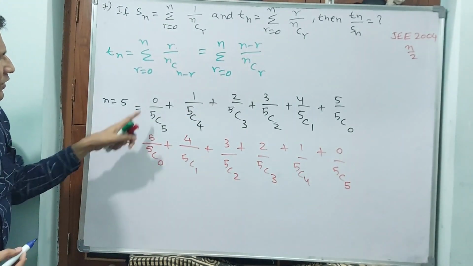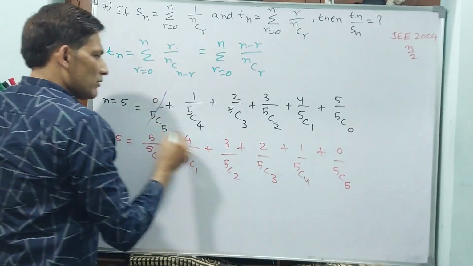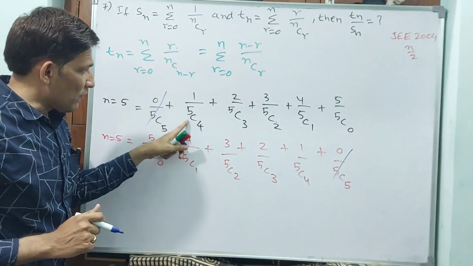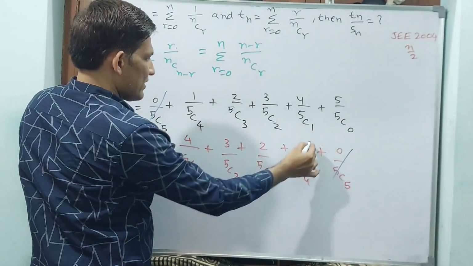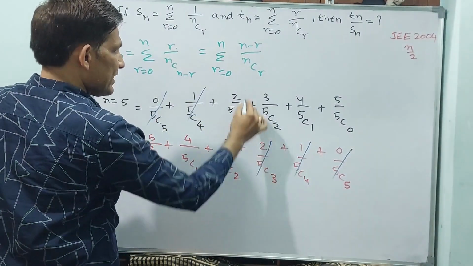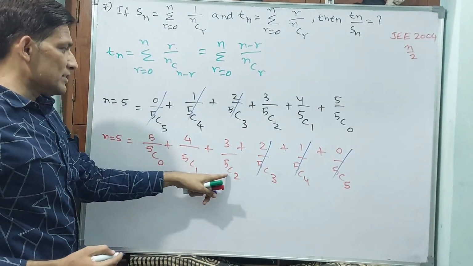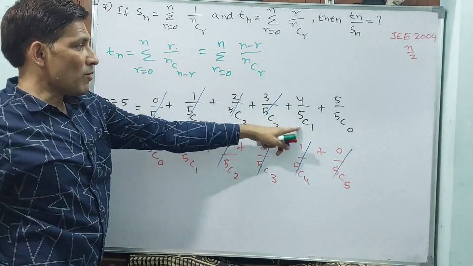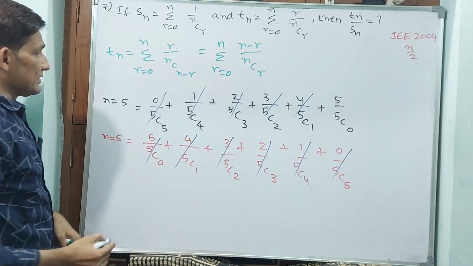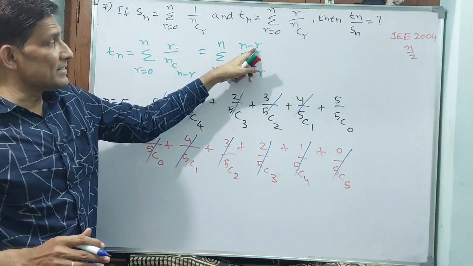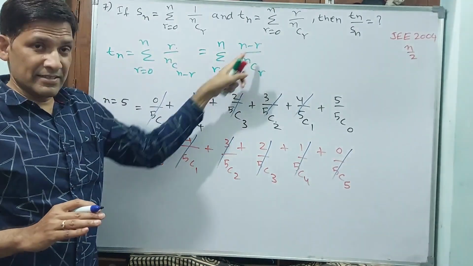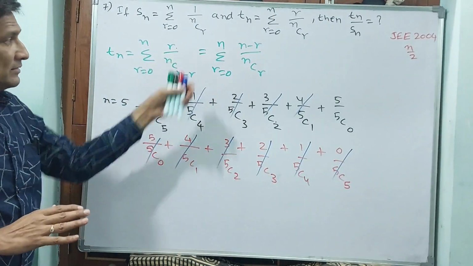Yes. Why? Because see, 0 by something, both are cancelled, same. Okay, that is one thing. Another one, you see, 1 by 5C4 is there here, 1 by 5C4 is there, cancel. 2 by 5C3 is there, 2 by 5C3 is there, cancel. 3 by 5C2, 3 by 5C2, cancel. 4 by 5C1, 4 by 5C1, cancel. 5 by 5C0, 5 by 5C0, cancel. That means we can write this. Individually you cannot write without the sigma, but when sigma is there, you can write this. Okay. Now you understand this.